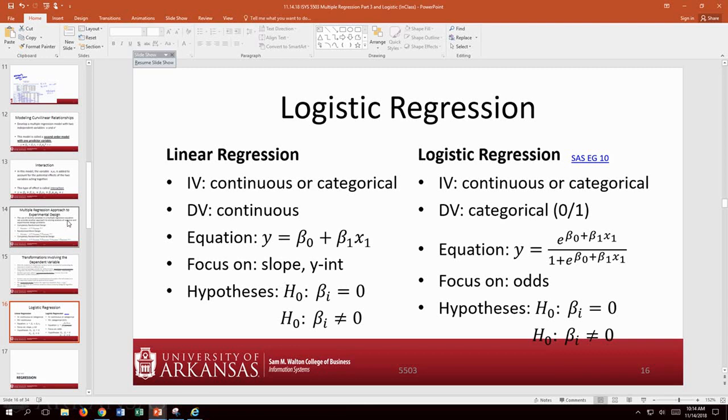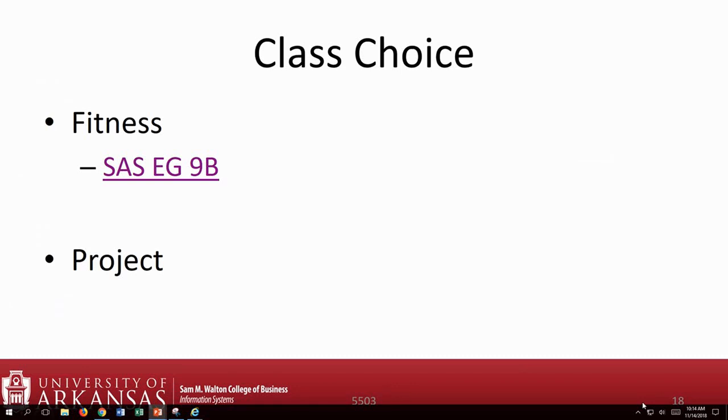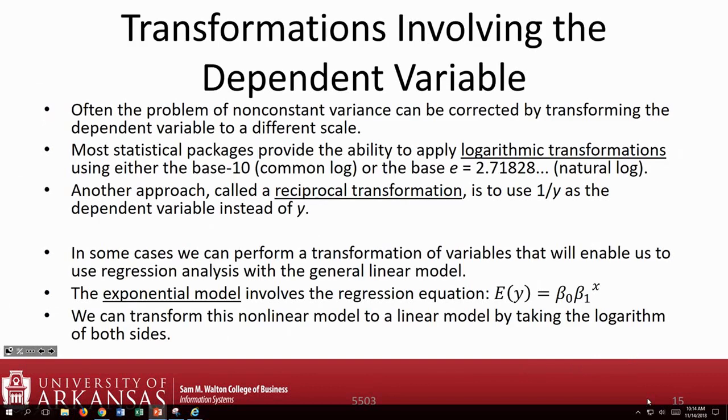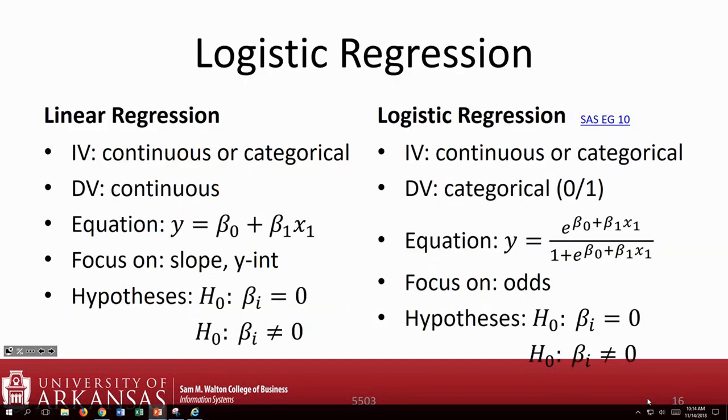Big key differences between linear regression and logistic regression. What's the big key number one difference? The type of dependent variable. That is probably the biggest difference between linear and logistic regression. So far, all we've been doing is predicting continuous variables, and we can use either a continuous or a categorical variable to do that. But if we want to predict a categorical variable, that's where logistic regression comes in.